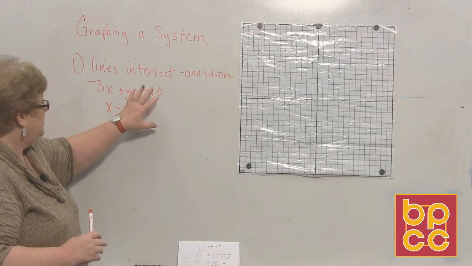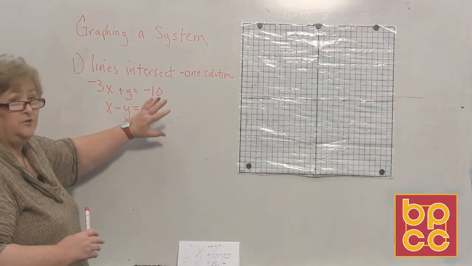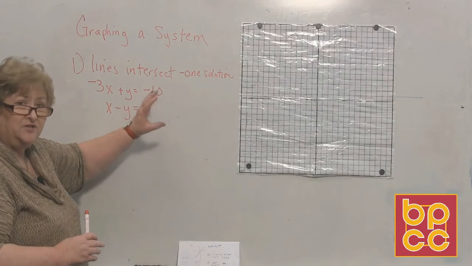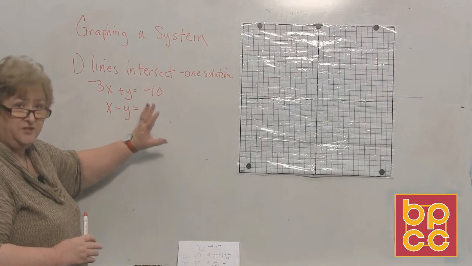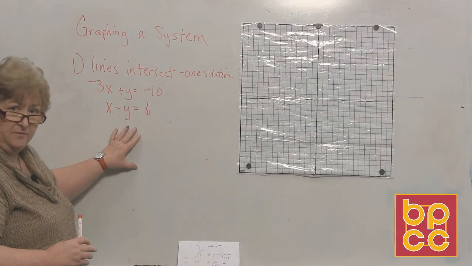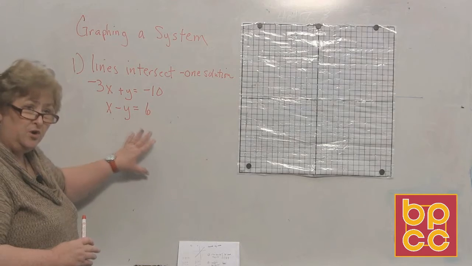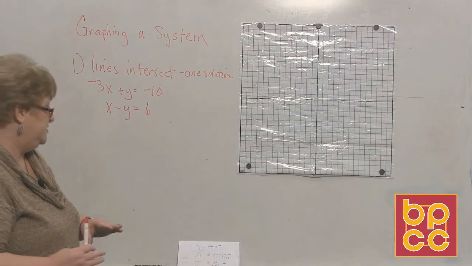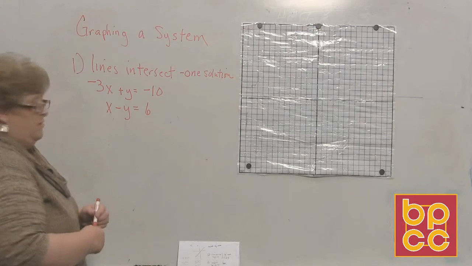So this first one is called lines will intersect. There is only one solution. Wherever they cross, that ordered pair is the only solution to this system. So let's go ahead and set this up in slope-intercept form, and I'll help you with that. Then we're going to graph it and see where it crosses and what the one solution is.